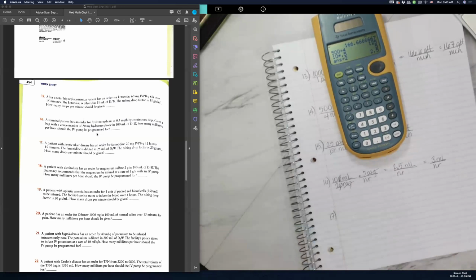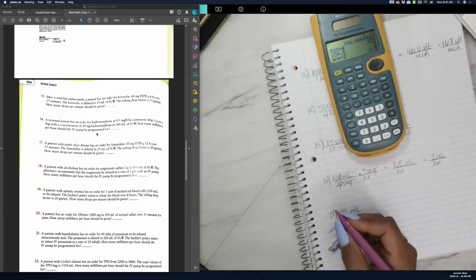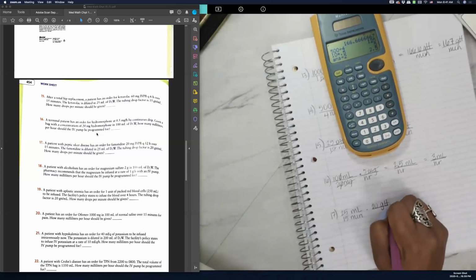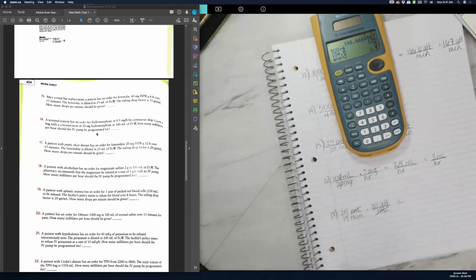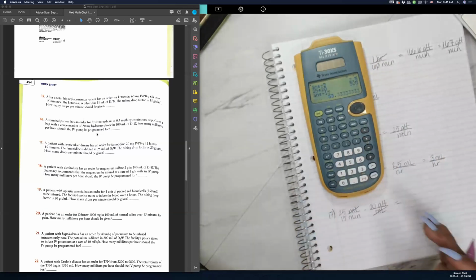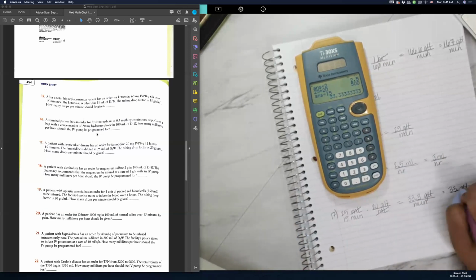Okay, 17. A patient with peptic ulcer disease has an order for famotidine 20 milligrams IV PB Q12H over 15 minutes. The famotidine is diluted in 25 milliliters, so there's our volume, of D5W, and the tubing factor is 20 drops per milliliter, and this was ordered over 15 minutes. So our units of milliliters are going to cancel. So I'm just going to take 25 times 20 and divide that by 15. And that's going to give me 33.3 drops per minute. We're going to round that to 33 drops per minute.